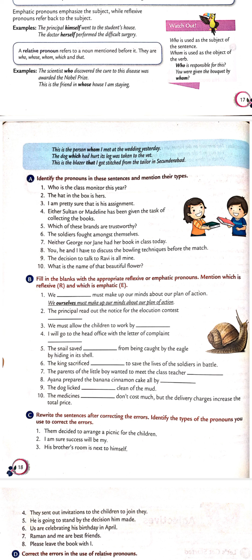You, he, and I have to discuss the bowling techniques before the match. So he, and I. All these are personal pronoun. The decision to talk to Ravi is all mine. So mine is personal pronoun. No, here mine is possessive pronoun. What is the name of that beautiful flower? What is interrogative pronoun.